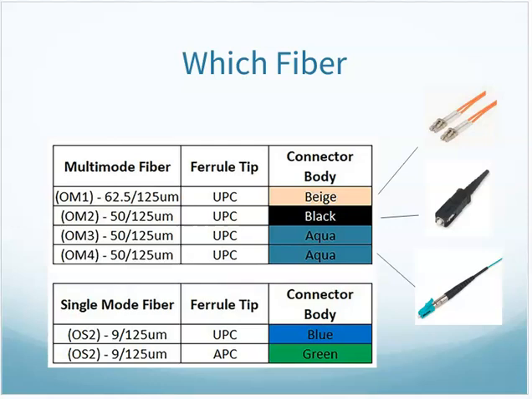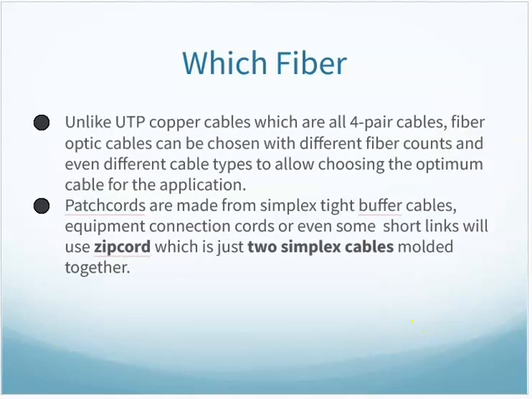I can also look at the connector to know what kind of fiber I'm dealing with as well. If I look at the connector body, here I have a tan body, beige body, black, aqua, and those give me a clue as to what type of fiber I'm dealing with.